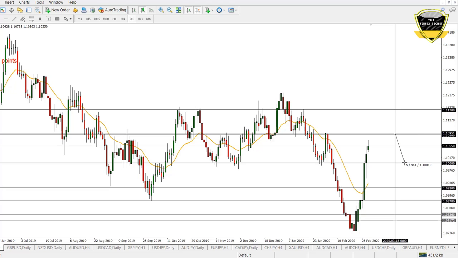Our primary target would be 1.10. So here's the possibility of getting 100 pips from this level, 80 to 100 pips in this week. As it is the first week of the month, we are expecting some correction of the last week's movement.